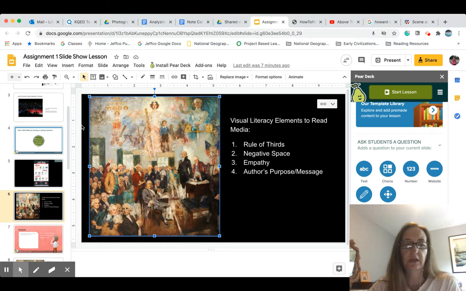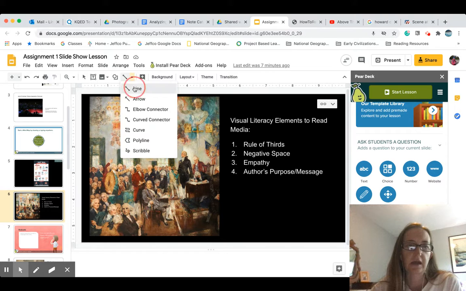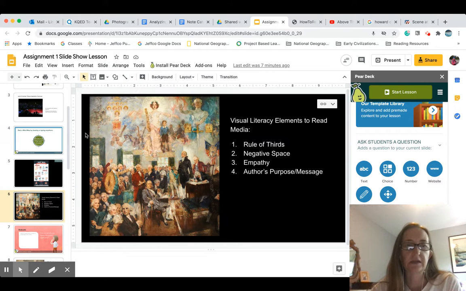So when we're looking at any sort of painting or any sort of media that's very visual, we want to make sure that we can apply these elements. So the first one is rule of thirds. Rule of thirds basically asks us to break up a piece of media into thirds, okay? You can do this on your Pear Deck slide. I'm just going to break this up into thirds.